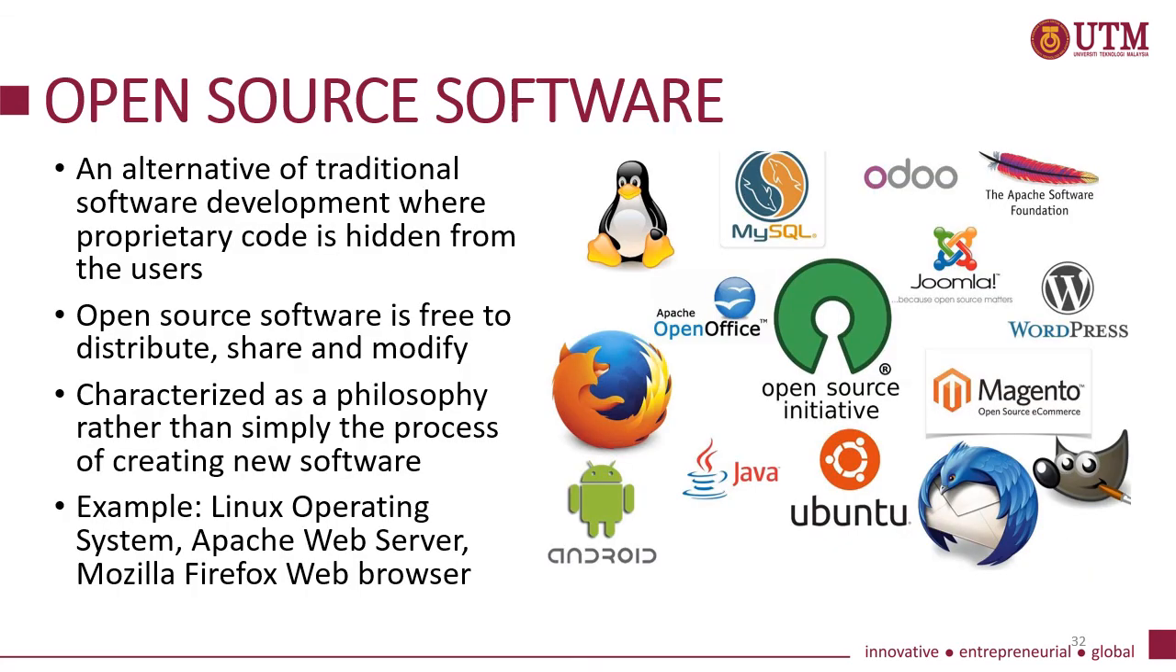What is open source software? It is an alternative to traditional software development where proprietary code is hidden from the users. Open source software is free to distribute, share, and modify. It can be characterized as a philosophy rather than simply the process of creating new software. Famous examples of open source software include Linux operating system, Apache Web Server, and Mozilla Firefox web browser.